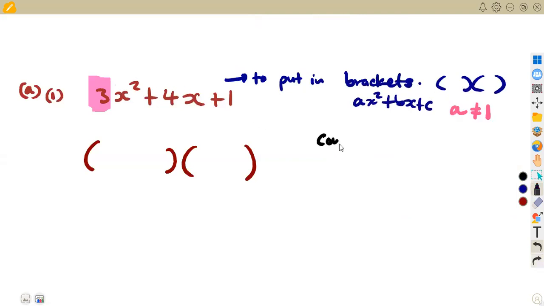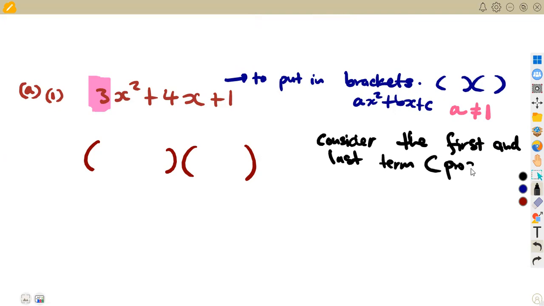So you consider, all right, you're going to consider the first and last term. Okay. What is it that I am going to consider on the first and last term? What is it? You consider their products.